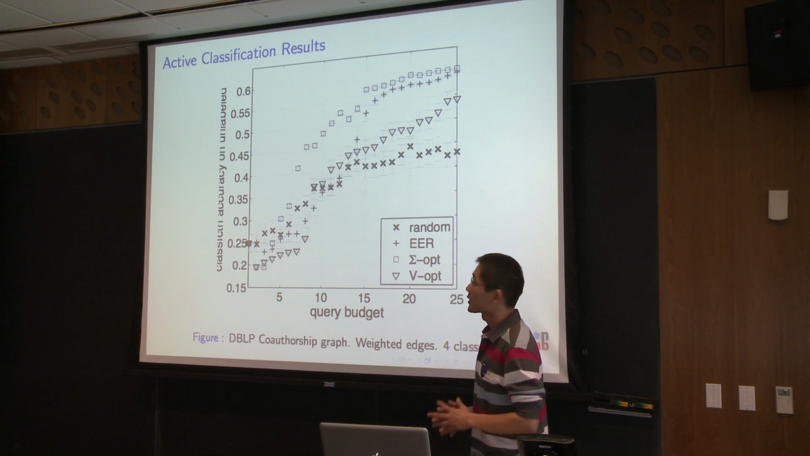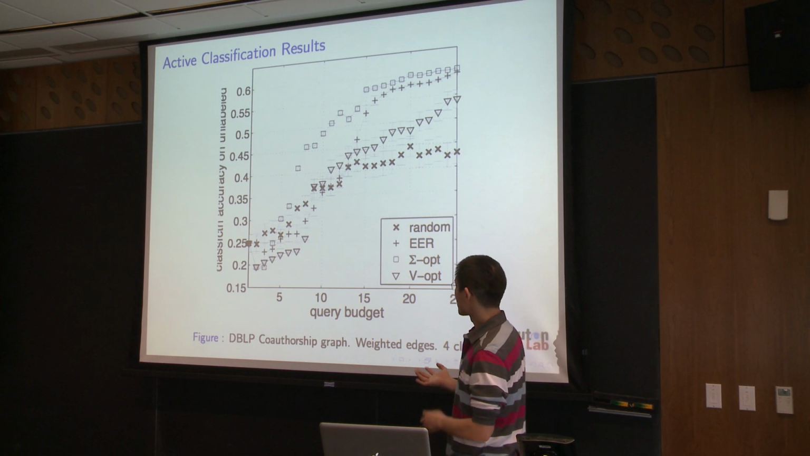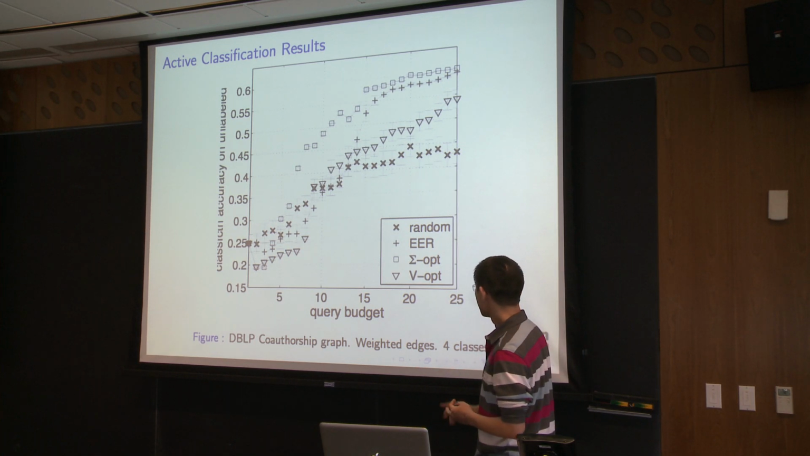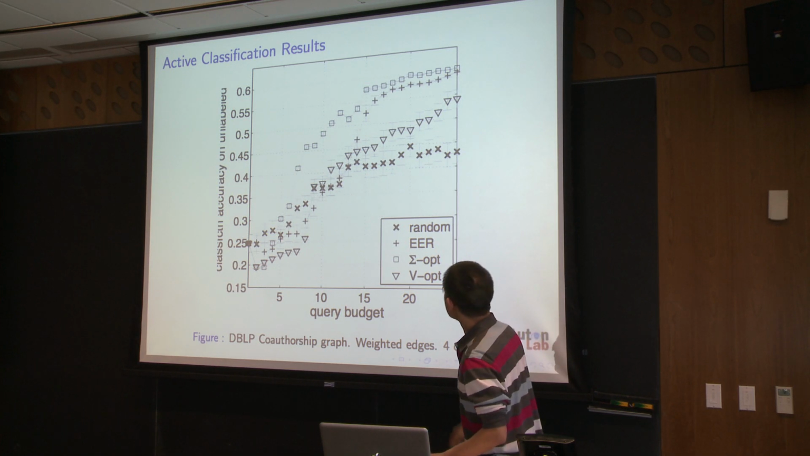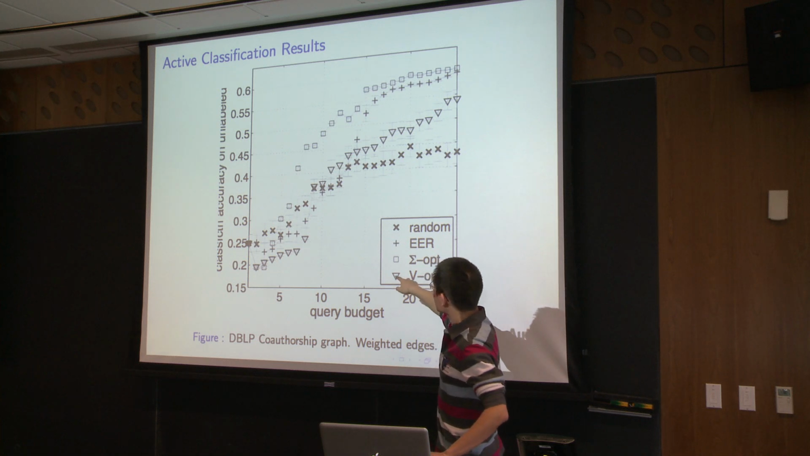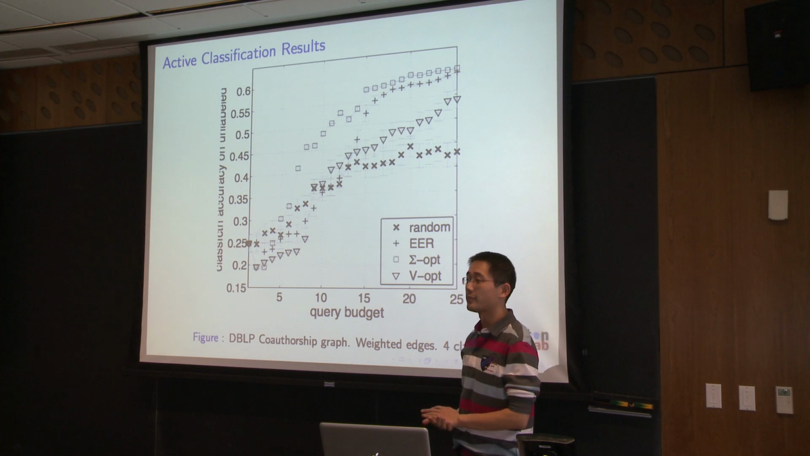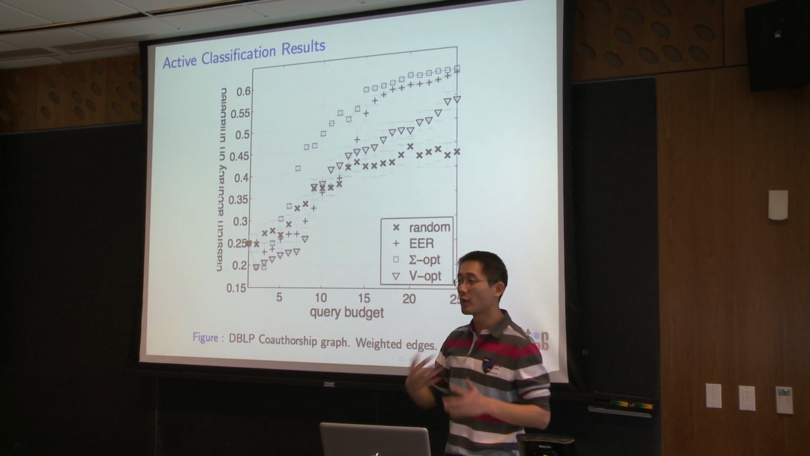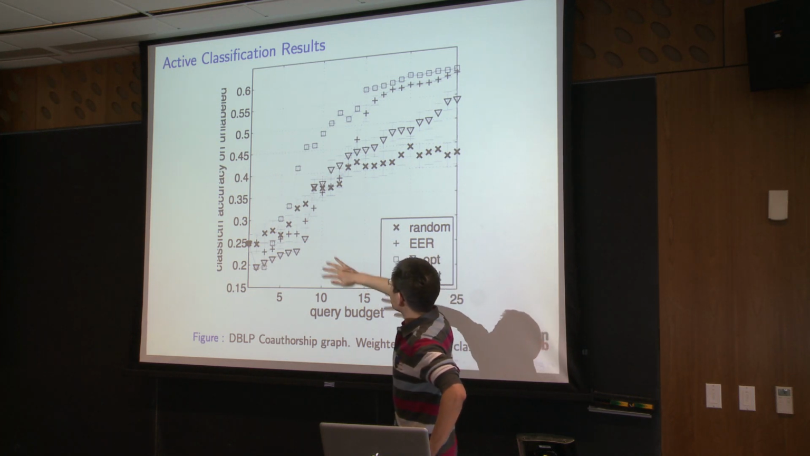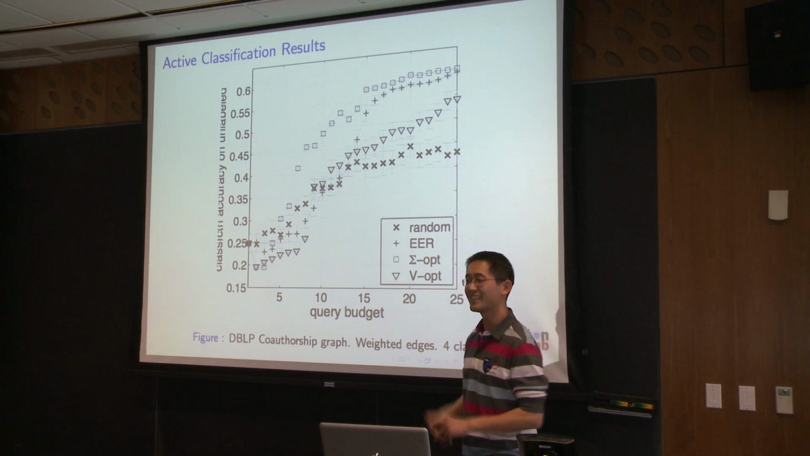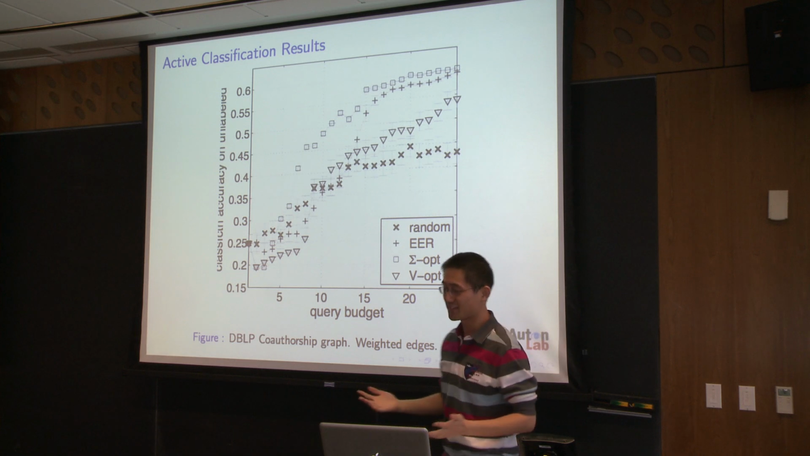So let's look at some experiments. This experiment is done on the DBLP co-authorship graph, which is a weighted graph with 4 classes. This triangular-shaped line is what appeared in the 2012 paper promoting V optimality. And our sigma optimality beats their V optimality. Yeah, win. And they both win over random, which is a good sign.